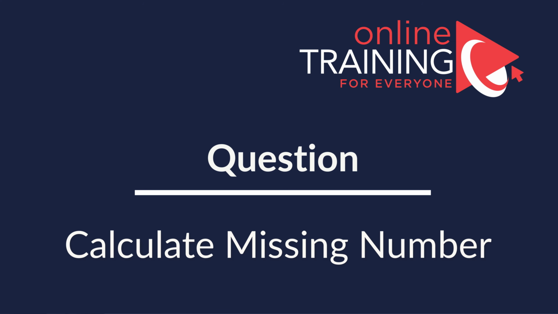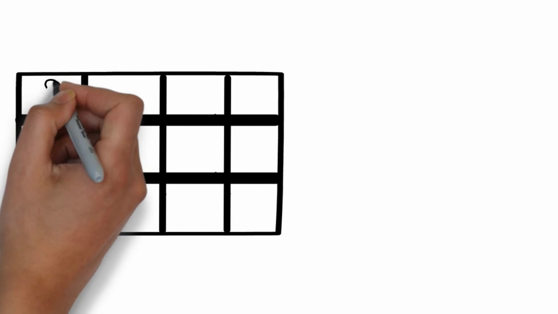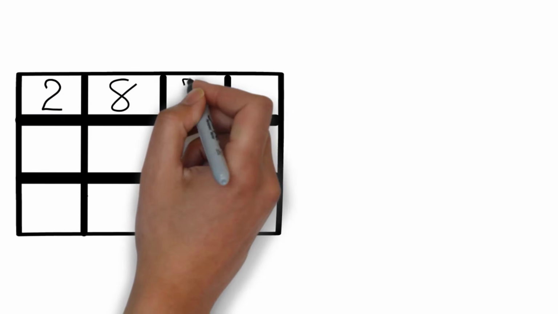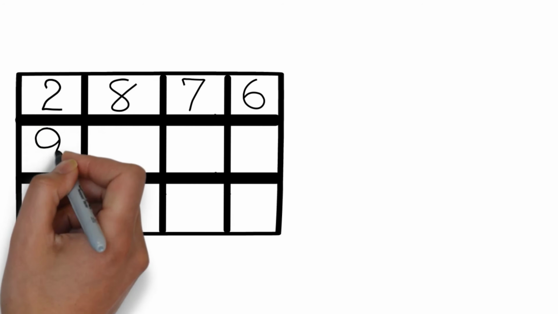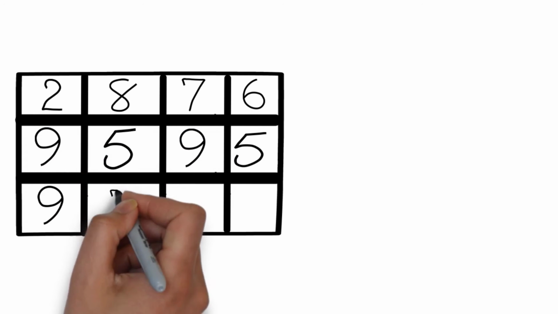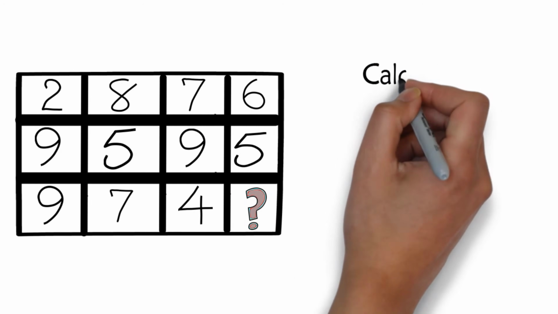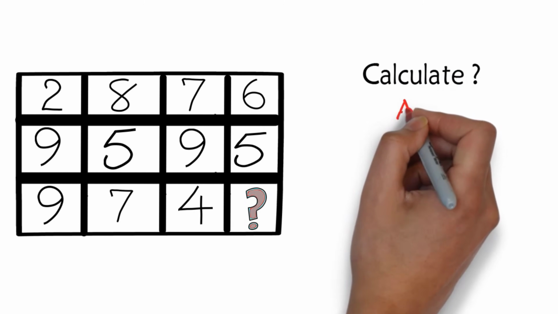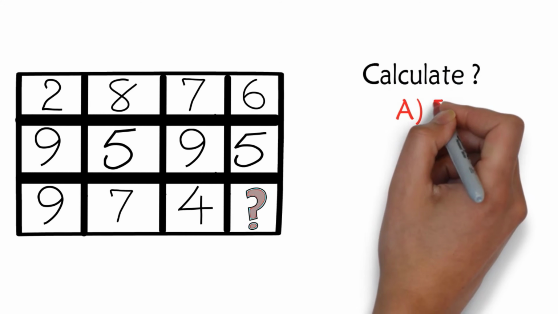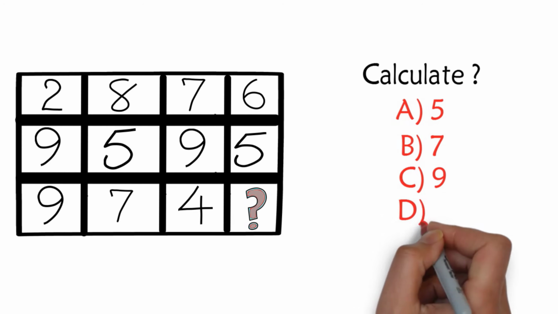Here's one of my favorite questions because it is very frequently used on the test. You're presented with a matrix, a 4 by 3 matrix. Each cell in the matrix has numbers. For example, the first row in the matrix has numbers 2, 8, 7, and 6. The second row has numbers 9, 5, 9, 5. And the third row has numbers 9, 7, 4, and one number in the bottom right corner is missing. And this is exactly what you need to calculate. You can choose from one of 4 different choices. Choice A, 5, choice B, 7, choice C, 9, and then choice D, 11.